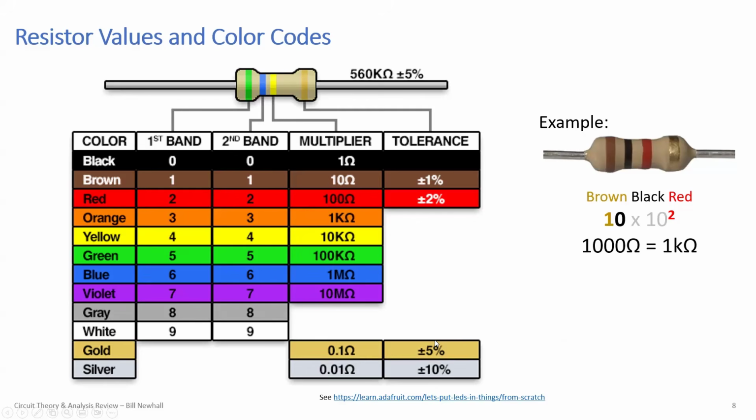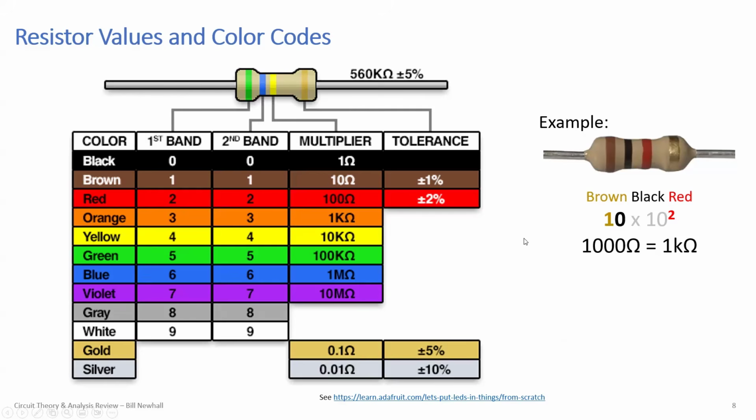Oftentimes, I don't think I've ever seen a resistor out of the box deviate by 5%. So I wouldn't count on it. You don't do your reliability calculations with my anecdotal experience here, but usually resistors are pretty close to their given value.